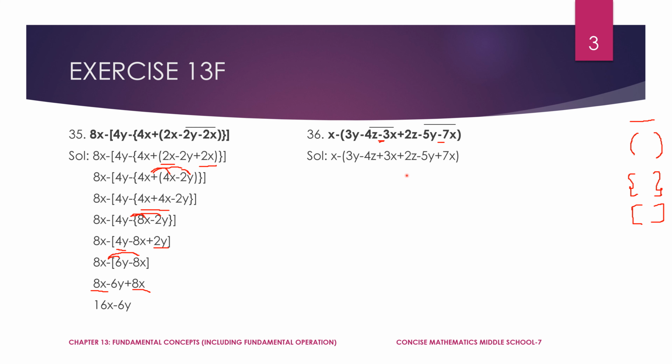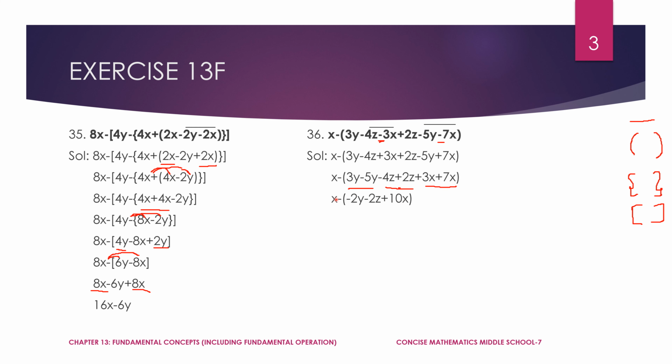Next, here just arrange all the like terms together and do the arithmetic operation. That is, all the y terms, all the z terms, and all the x terms. Here, one is having positive, other is having negative. Just put the bigger number's sign and subtract it. Here also it is the same, minus and plus, right? So the bigger number's sign, that is minus, and subtract it, 2z. Both are having plus sign, just put plus sign and add it.